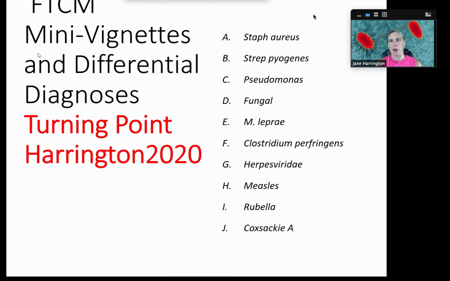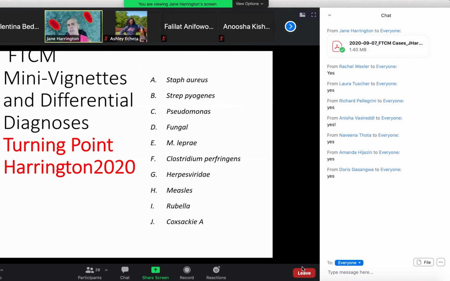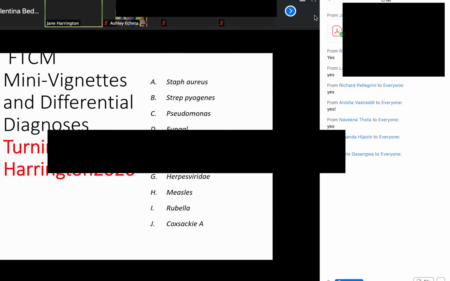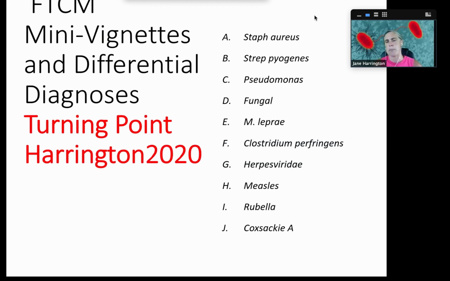Okay, I have the chat open as said. So we're going to do these mini vignettes focusing on differential diagnoses. And so we've got Staph aureus, Strep pyogenes, Pseudomonas, fungus. We're going to see different fungi, and I'll identify what type of fungus for the different cases. Mycobacterium leprae, Clostridium perfringens, herpesviridae. That includes a lot. The major ones covered in skin and muscle are going to be varicella zoster, HHV-6 and 7, HHV-8 with Kaposi sarcoma, and then we have measles, rubella, and Coxsackie.